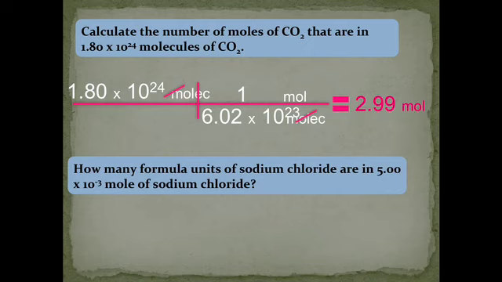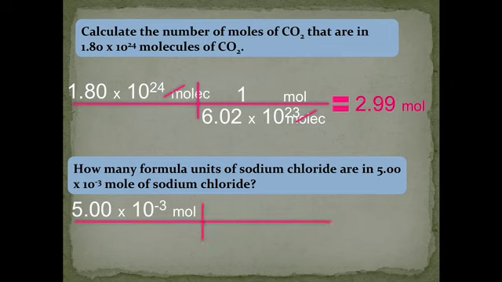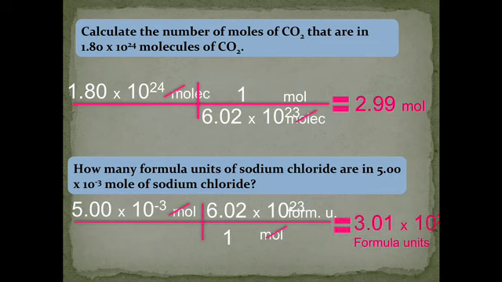How many formula units of sodium chloride are in 5 times 10 to the negative third moles of sodium chloride? I take my known from the problem and write it down. Moles is on top, so it needs to go on the bottom, and this time I'm getting formula units, which again is another option. It's just number of particles. So put 1 with moles, 6.02 times 10 to the 23rd on top, and multiply. My moles cancel, and I get 3.01 times 10 to the 22nd formula units.